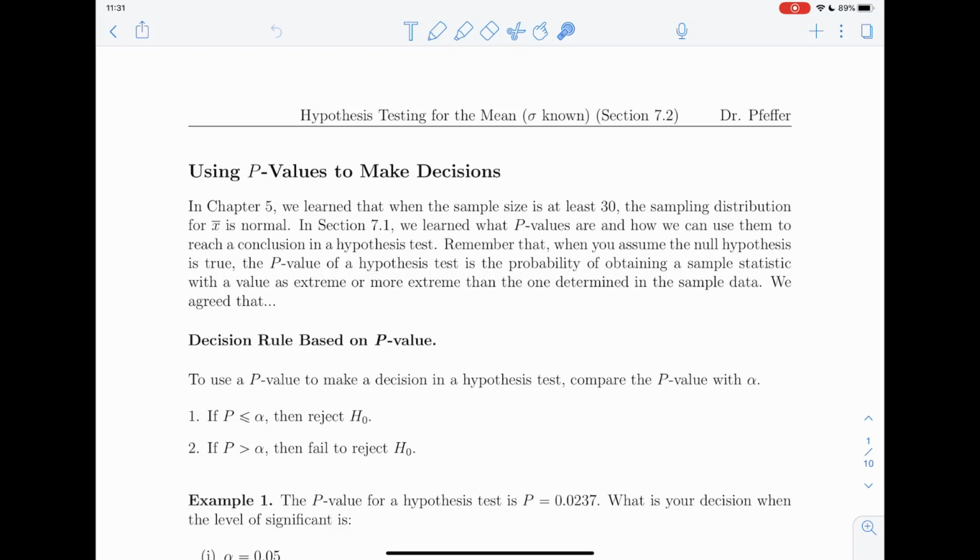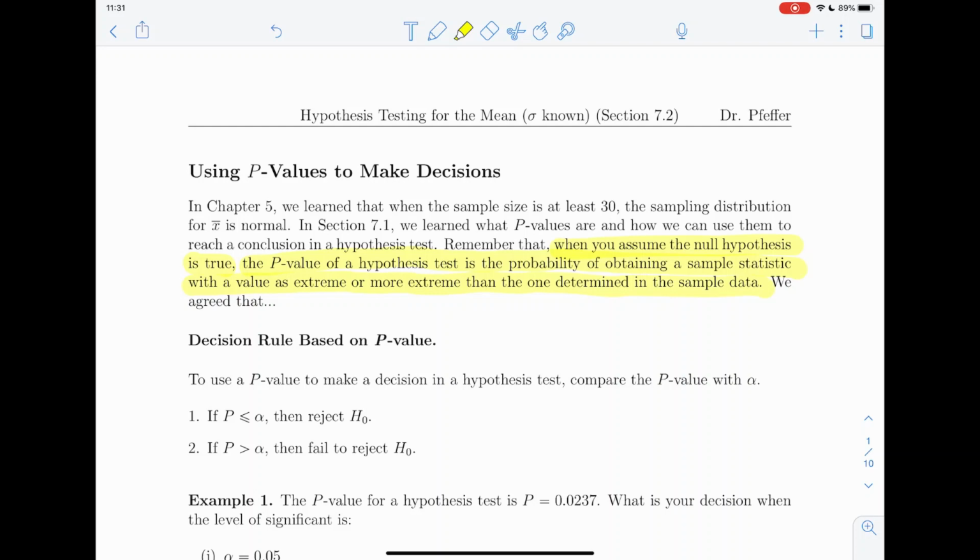We recall that, as we mentioned in section 7.1, we learned what p-values were and how we can use them to conclude things from a hypothesis test. We might remember some of those conclusions. When we assume the null hypothesis is true, the p-value that we're going to figure out how to compute is the probability of obtaining a sample statistic with a value as extreme or more extreme than the one determined in the sample data.